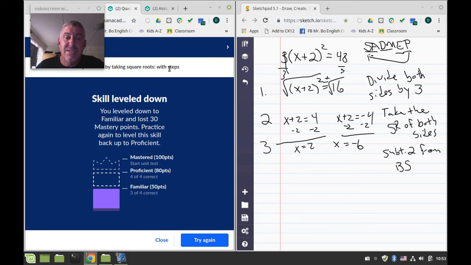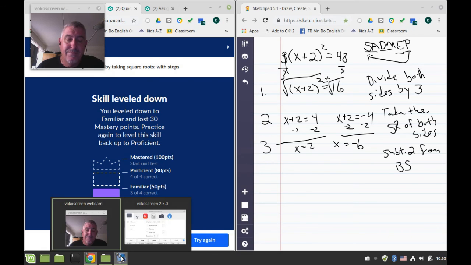Okay, and that's how we do the square roots with steps. Knowing how to do the steps and naming the steps is a really important part of math if you want to get really good at it, really proficient at it. So I hope that helped you. If you still have any problems, get a hold of us online. Okay, we're happy to help.